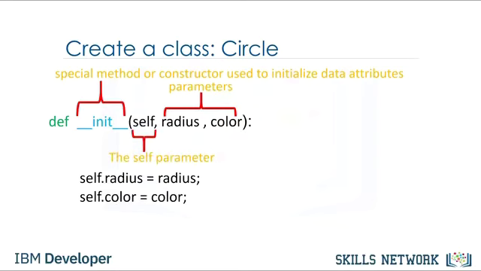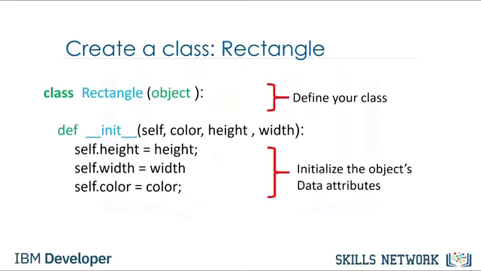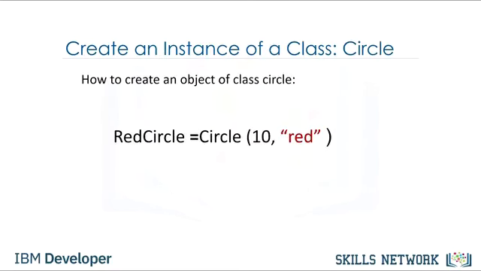The self parameter refers to the newly created instance of the class. The parameters radius and color can be used in the constructor's body to access the values passed to the class constructor when the class is constructed. We can set the value of the radius and color data attributes to the values passed to the constructor method. Similarly, we can define the class rectangle in Python. The name of the class is different. This time, the class data attributes are color, height, and width. After we have created the class, in order to create an object of class circle, we introduce a variable. This will be the name of the object.